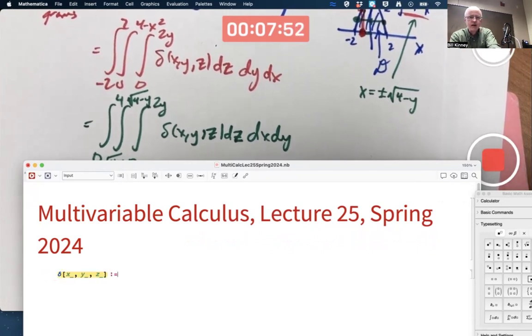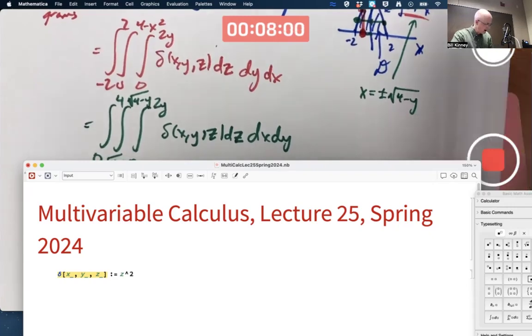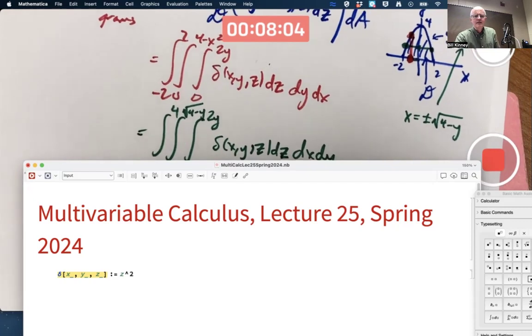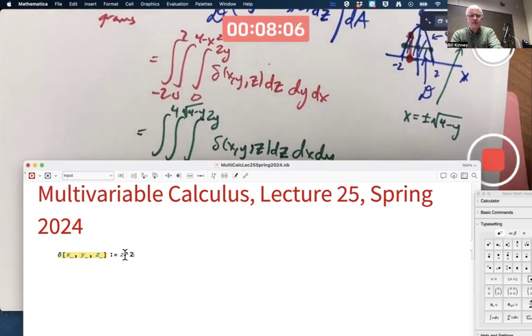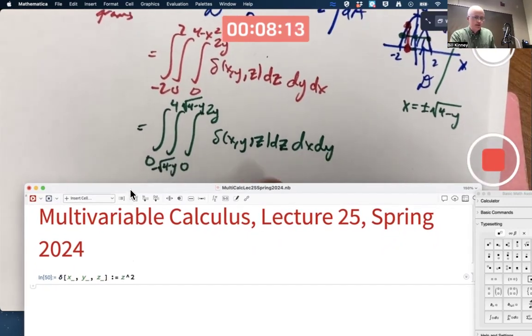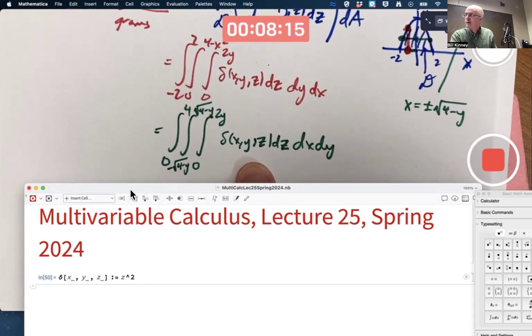Just for the sake of illustration, I'm going to pick delta to be z squared. I think on your problem due on Friday, delta is going to be y squared. Z squared. So this is a new example. It's the same solid, but delta is not going to be 1. It's going to be z squared. If I pretend the units of delta are grams per cubic centimeter, then doing the integral does give the mass.